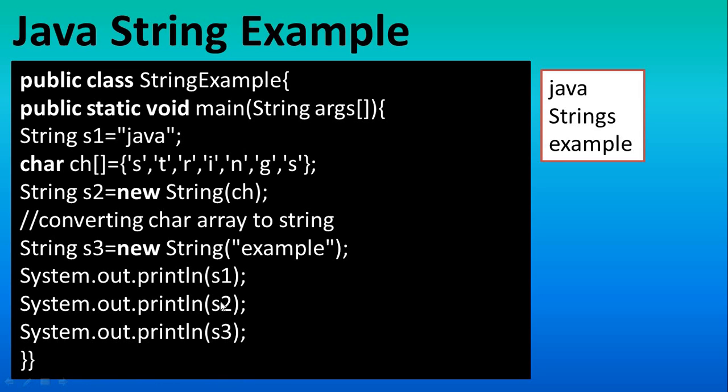Simply use the output statement and pass the respective objects s1, s2 and s3. So your program output will be Java, strings and example. So these are the ways, friends. The simplest way is the first one. If you want, you can use the second one. The third one is also very common. It is the same as a class object syntax which has a particular value. But according to me, the first is the simplest one for representing the value.